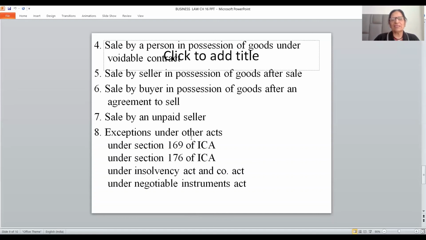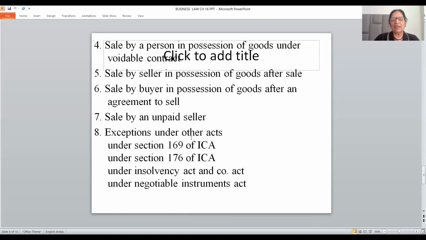Under the Insolvency Act or Companies Act, an official receiver may be appointed, an official assignee may be appointed in case the person becomes insolvent, or liquidators may be appointed in case of company's liquidation. They are not owners, but when the company goes into liquidation or the person becomes insolvent, then all assets and liabilities of the insolvent person are transferred to the official receiver or assignee. They may sell the goods. They are not owners, but they will sell the goods, and sale by them will be termed as a valid sale.